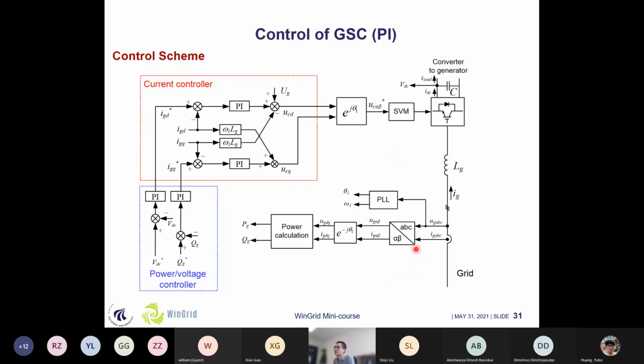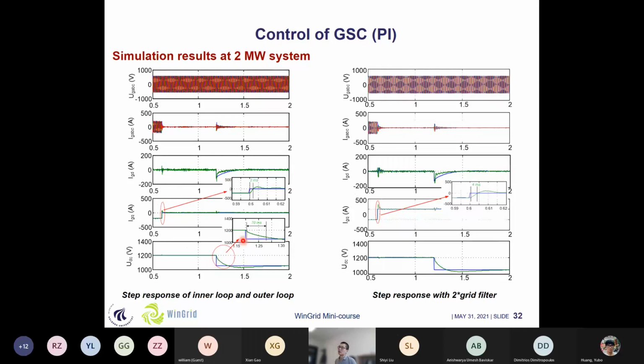So here we can see that first of all, we need to use a PLL to do the DQ transformations. And now with these PI parameters ready, we can use them in this inner current loop and outer voltage loop to have this control ready. And here we can see the impacts of these controllers through some simulation results. First of all, we do a simulation of this 2 megawatt system, and we apply a step change in the Q axis current or in the DC link voltage, so we can see the step response time of this inner current loop and outer voltage loop.